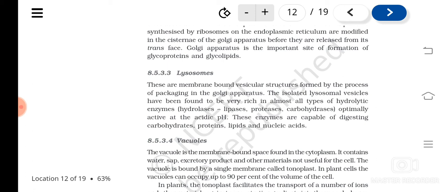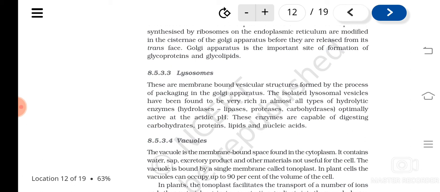Or lysosomes. Okay, so what are lysosomes? They are membrane bound vesicles formed by the process of packaging in the Golgi apparatus. Understood? So in the Golgi apparatus, the vesicle-like structures get packaged, and these membrane bound vesicles or bags are known as lysosomes. The major thing that you find in a lysosome is hydrolytic enzymes, various hydrolytic enzymes like lipases, proteases, carbohydrases, etc. So what are lipases?